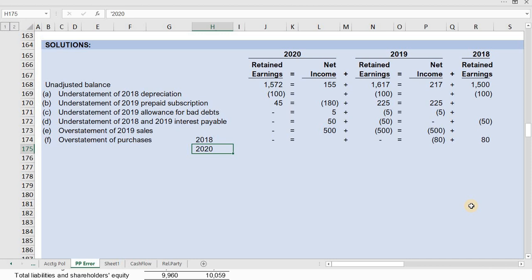So since the net income in 2020 is understated, we need to correct the understatement by adding 130 pesos. And that is by reversing the purchases or decreasing the cost of goods sold. And of course, since this is the year the error was committed, the retained earnings is still incorrect. So the retained earnings, similar to the net income in 2020, is also understated. So the understatement of 2020 retained earnings can be corrected by adding 130 pesos.